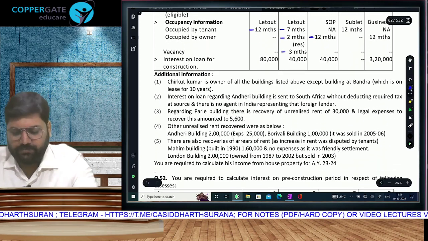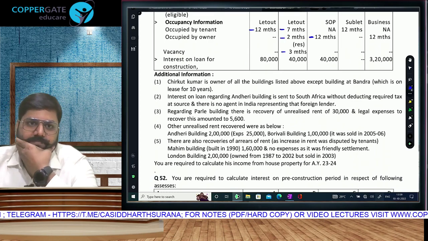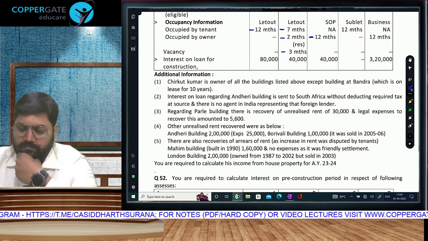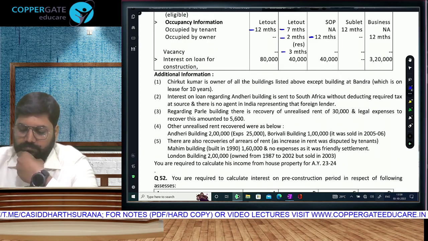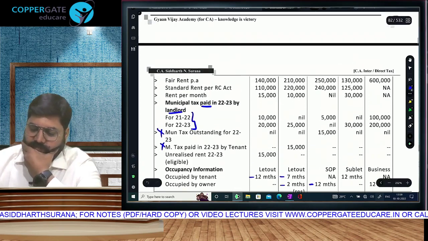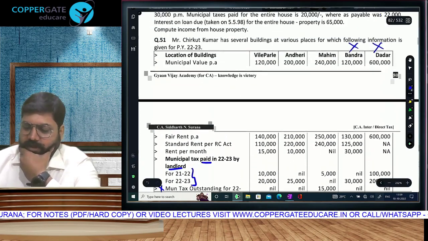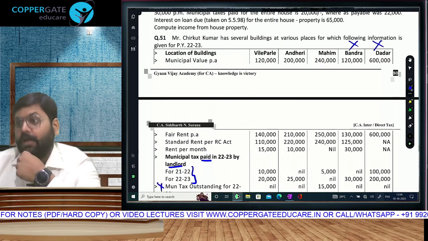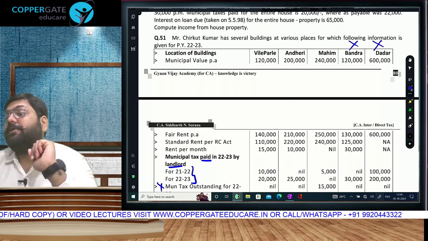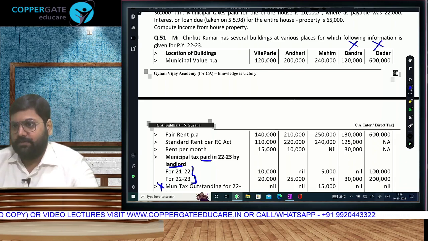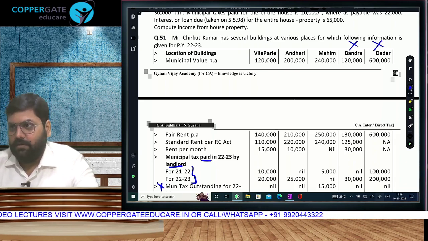What else? Sherwood Kumar is owner of all buildings listed above except one at Bandra, which is on lease for 10 years. That is why we are calling it sublet, no? Yes, sir. That means बाकी सबका तो he is the owner, but the other is still excluded because business है. Bandra में it is taken on lease for 10 years. So we are excluding it because it will be sublet going under.